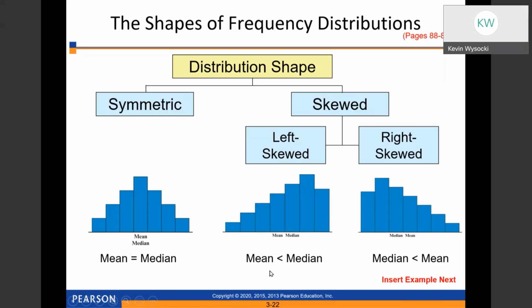They'll also ask you to identify it by looking at the properties on the bottom of each chart. So for symmetric, the mean and the median are pretty much equal to each other. For left skewed, so that's where most of the data is on the larger side, the mean is less than the median. And for right skewed, the median is less than the mean.